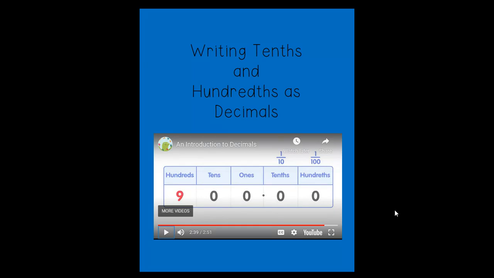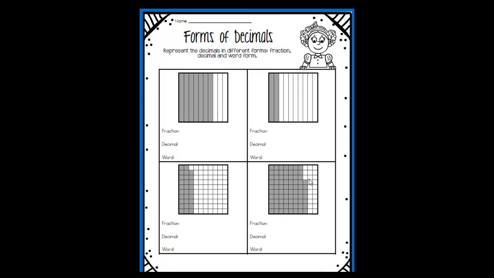So let's do some practice together. This is very similar to what we did last week. We looked at this whole. We notice it's cut into tenths. And I counted, and I have 7/10ths colored in. So this is what it looks like as a fraction. As a decimal, I would write 0 point, and my 7 goes in my tenths place value. And if I were to write this in words, I would write 7/10ths. Notice the TH at the end of 10.